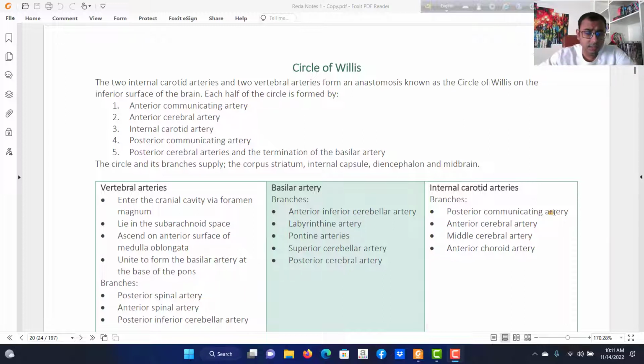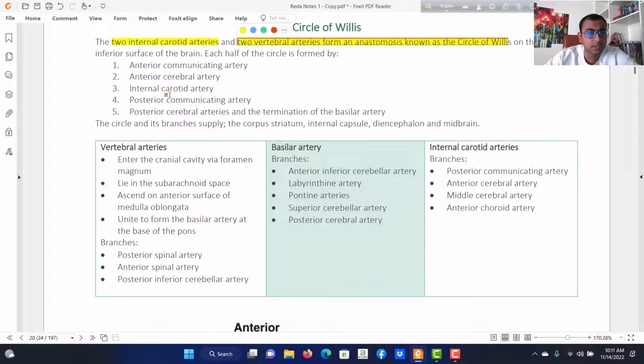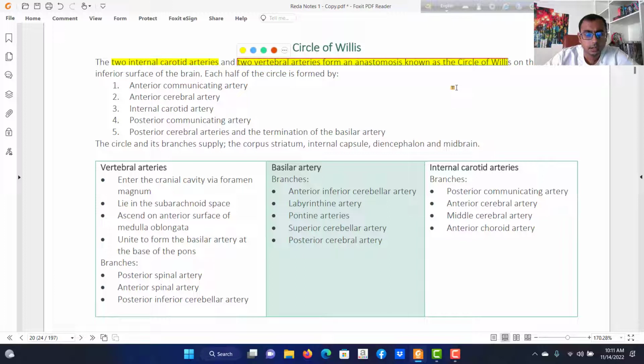So let's start. The circle of Willis is the vascular system of the brain. There are two internal carotid arteries and two vertebral arteries that anastomose to form the circle of Willis. The two posterior cerebral arteries are united to form it. These arteries are connected with each other by the anterior communicating artery, anterior cerebral artery, internal carotid artery, posterior communicating artery, and the posterior cerebral artery, which is the termination of the basilar artery.